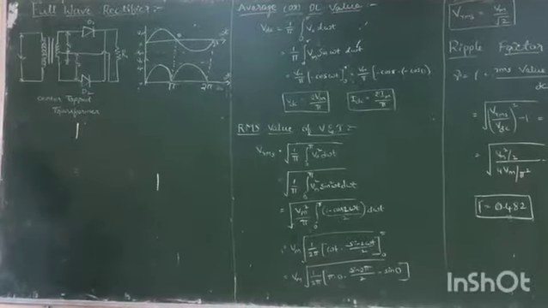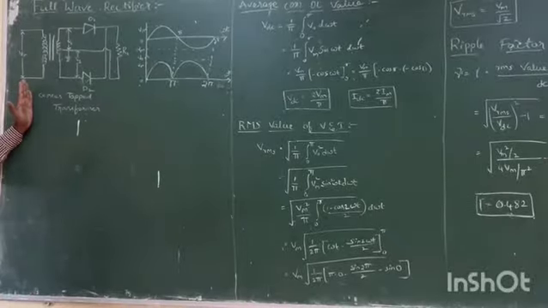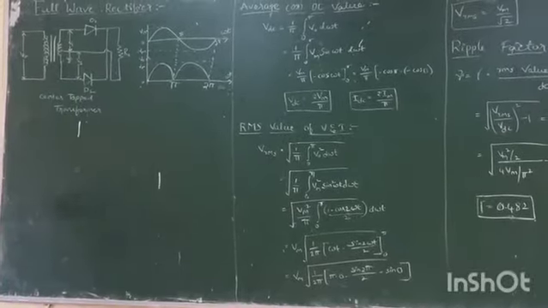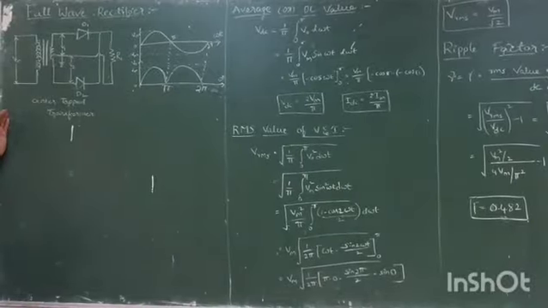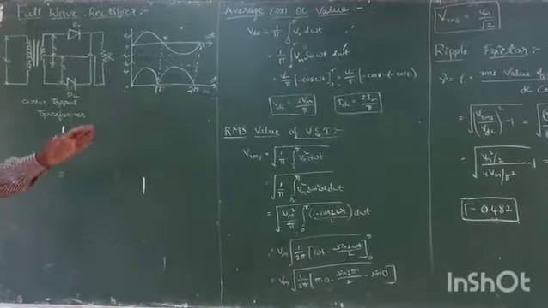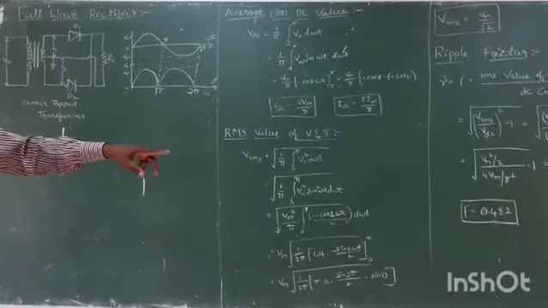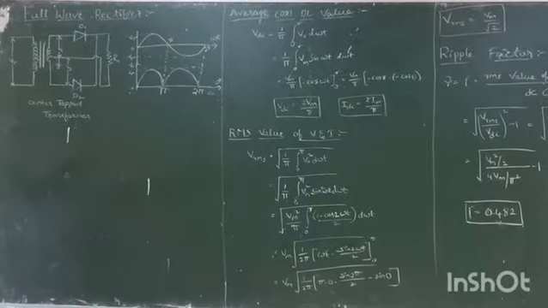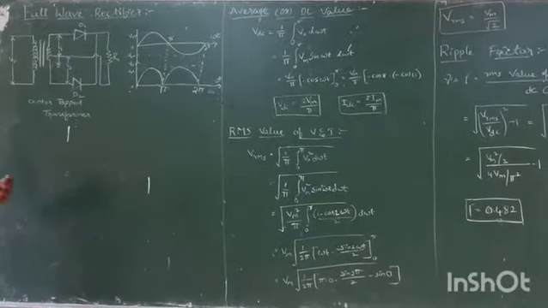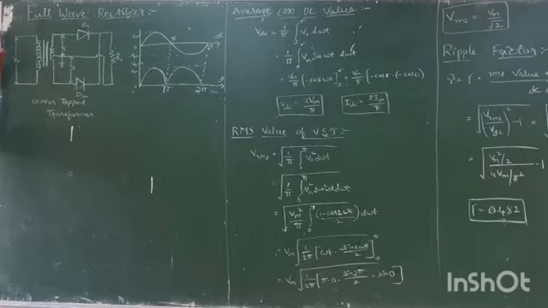Today we are going to discuss the full wave rectifier. In the last class, we discussed the half-wave rectifier, in which we found the ripple factor value. There the ripple factor is more than 1, and based on that I told you one of the drawbacks if the ripple factor is more. So today we are going to discuss the full wave rectifier.